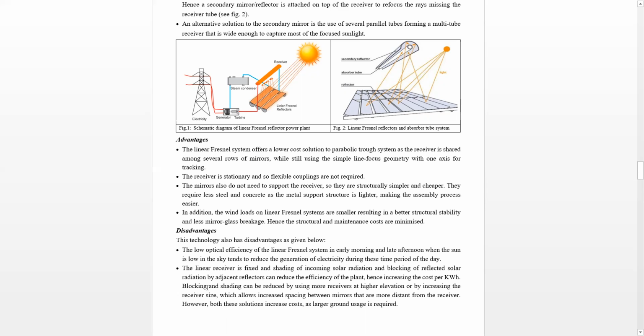The second disadvantage is also a major one: the linear receiver is fixed, and shading of incoming solar radiation. This receiver tube is fixed; it's not moving. So when the sun is near around the absorber tube or the secondary reflector, or when the sun is above this system, secondary reflector or absorber, then most of the radiation will be blocked by this absorber tube structure. So this causes significant shading when the sun is around this secondary reflector structure. And blocking of reflected solar radiation by adjacent reflectors can reduce the efficiency of the plant.